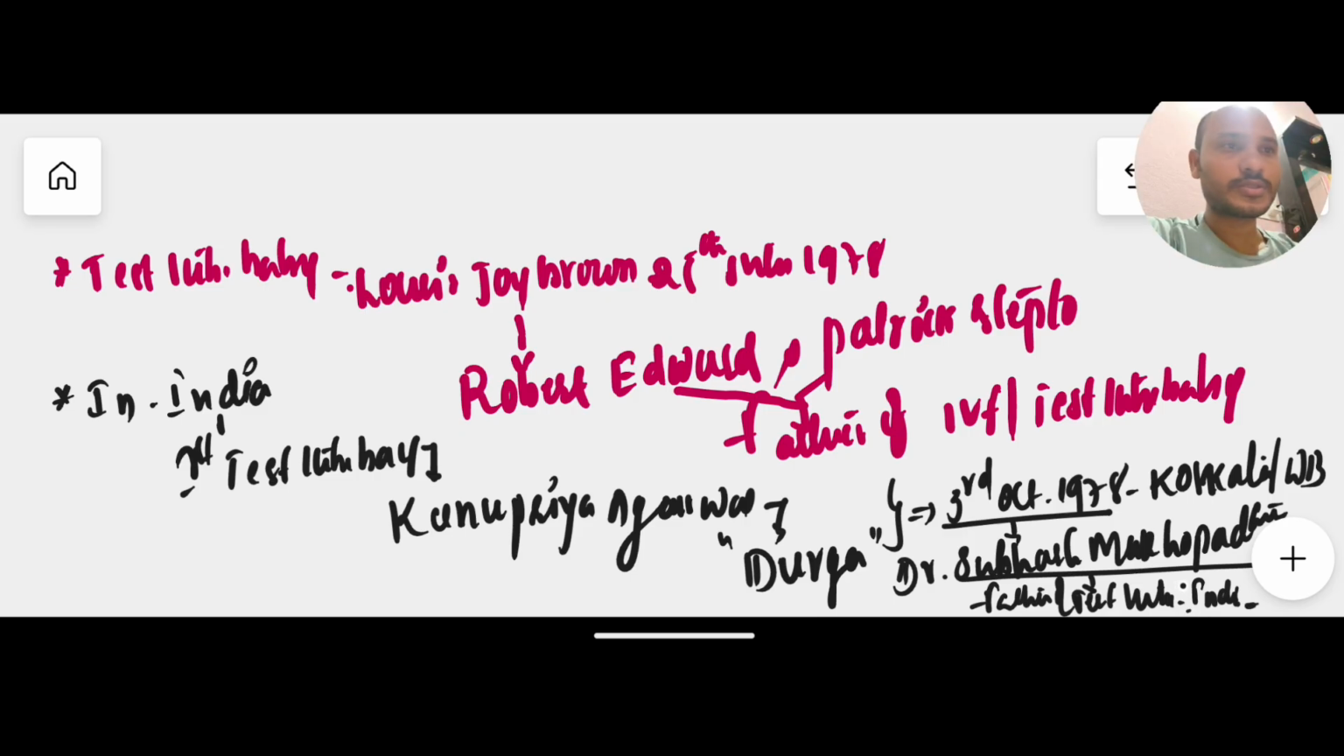So this is all about the various scientists who performed test tube babies in the world. The two scientists Robert Edwards and Patrick Steptoe, and in India, Subhas Mukhopadhyay, who created Kanupriya Agarwal, nicknamed Durga, as the first test tube baby in India. In the world, the first test tube baby is Louise Joy Brown, and hence Robert Edwards and Patrick Steptoe are known as the fathers of IVF or test tube baby.